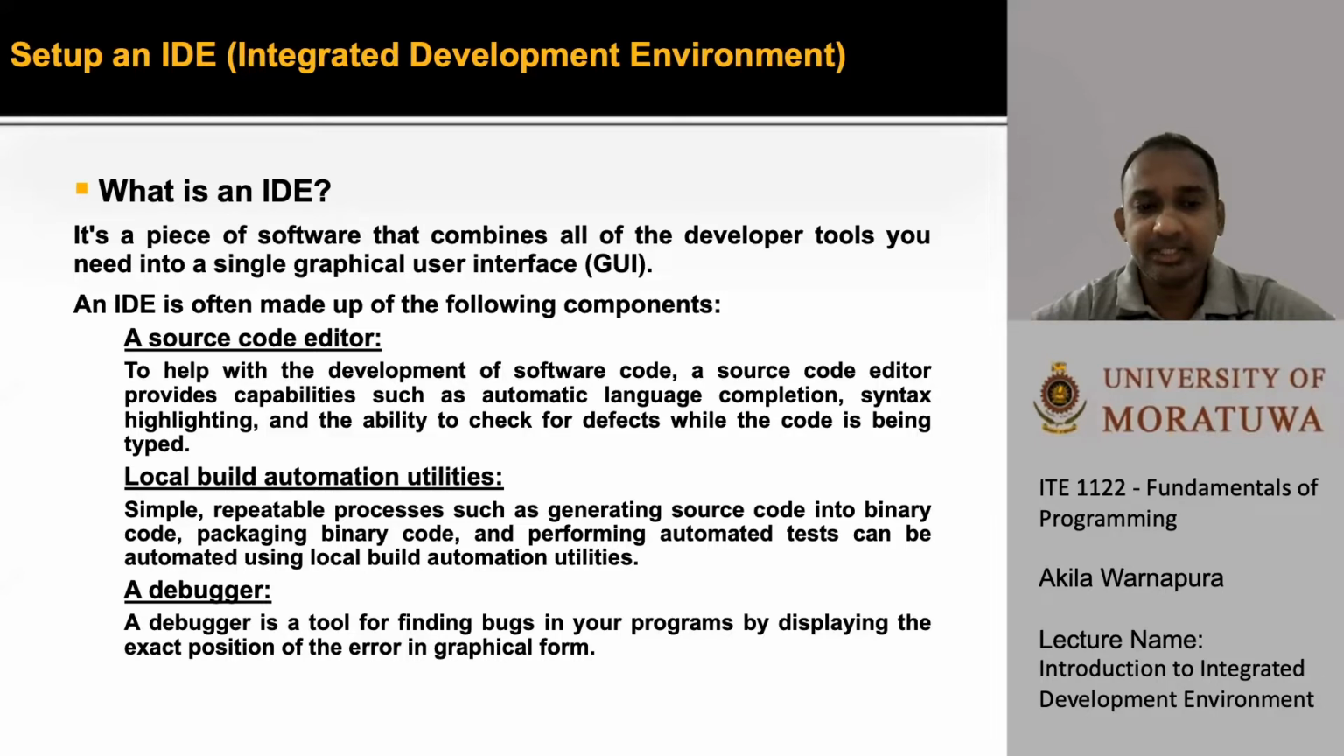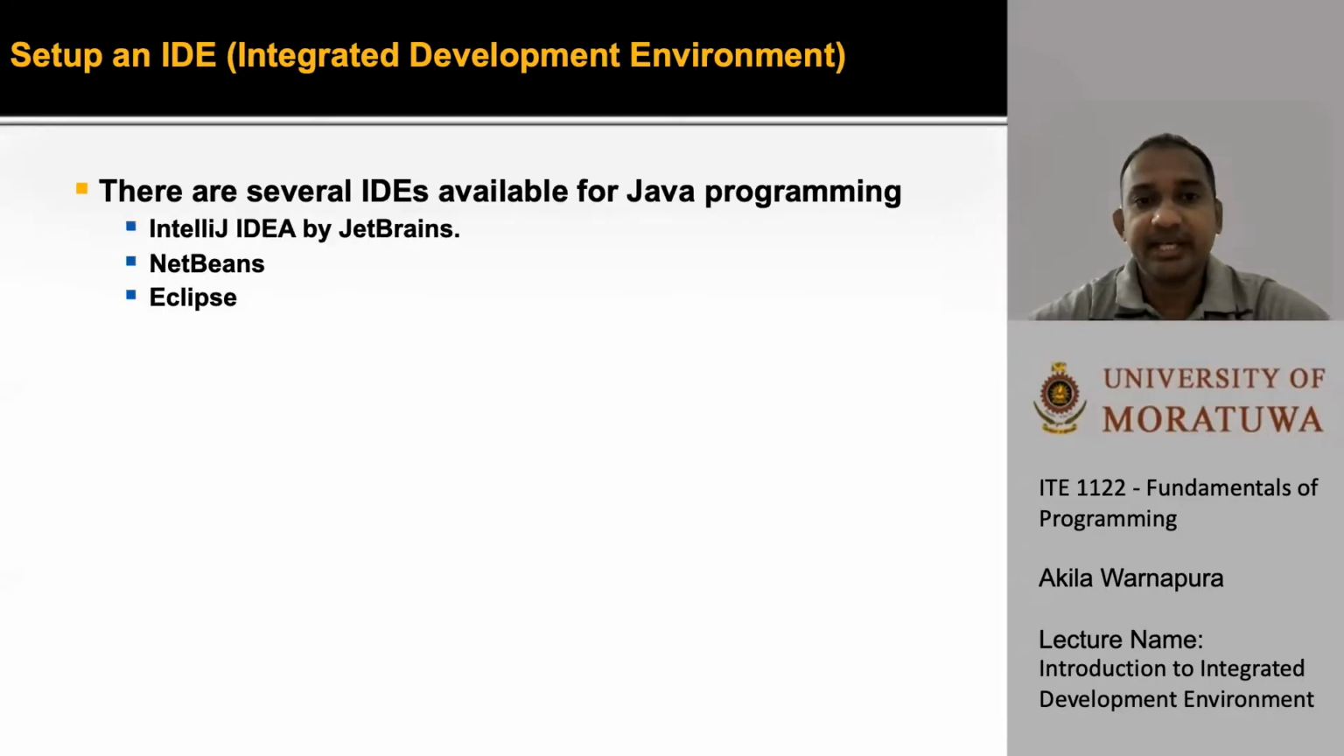A debugger is a tool for finding bugs in your program by displaying the exact position in graphical form. There are several IDEs available for Java programming. For example, IntelliJ IDEA, NetBeans, as well as Eclipse. Okay, let's see how to set up the environment and install an IDE called IntelliJ IDEA by JetBrains.